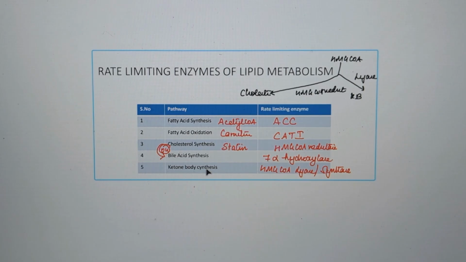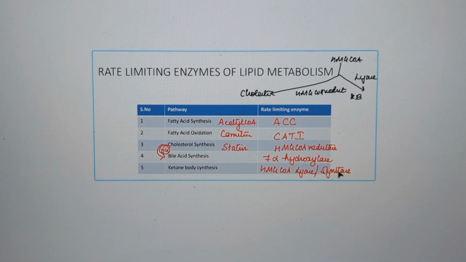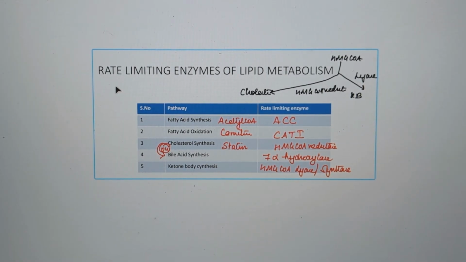For ketone body synthesis, the key enzymes are HMG CoA lyase and HMG CoA synthase. Remember, the initial steps of cholesterol synthesis and ketone body synthesis are the same up to the formation of HMG CoA. If HMG CoA reductase acts on HMG CoA, the pathway proceeds towards cholesterol synthesis. If HMG CoA lyase or HMG CoA synthase acts on HMG CoA, the pathway proceeds towards ketone body synthesis.